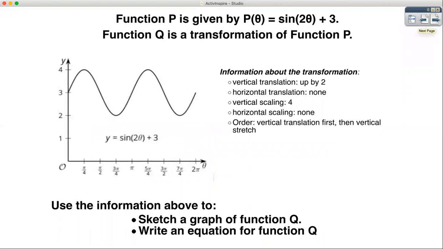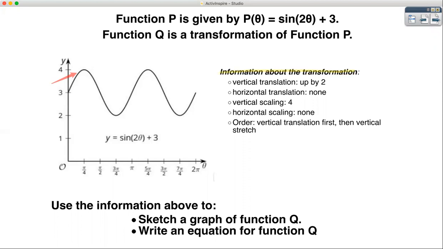All right, our first task. In this situation, we are given the graph of function p, and we're also told that function p is given by p of theta is equal to sine 2 theta plus 3. We're also told that function q is a transformation of function p.